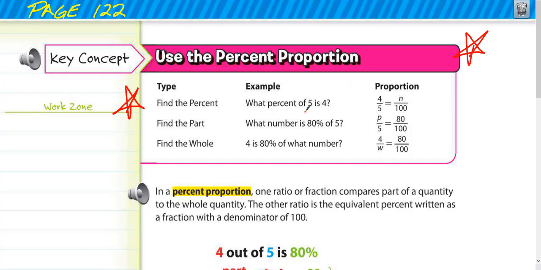Finding parts: what number is 80% of 5? So you've got a number, and you're asking yourself, okay, I know what the whole is. The whole is 5, and I know I need 80%. Let's say you're taking a test, and the teacher says there are 5 points possible on this test, and you say, I want to get a grade of at least 80%. What score would you need out of the 5? And then lastly, 4 is 80% of what number? Let's say the teacher said you need 80% on a test, and you know you got 4 points. How many points possible could there be for you to get 80% on that test?